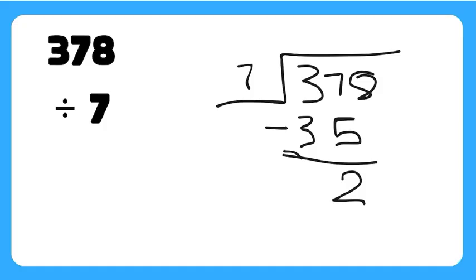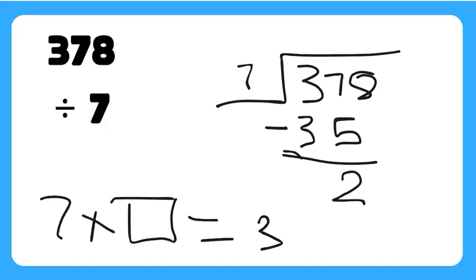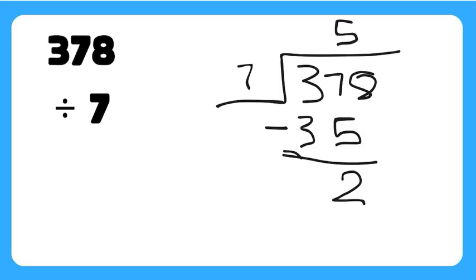And now we will do 7 times what gives us 35. This what is going to be 5. So I will write 5 on top of the number that we added. We added 7 to make this. So this number 5 is on top of 7. Yes, it is on top.